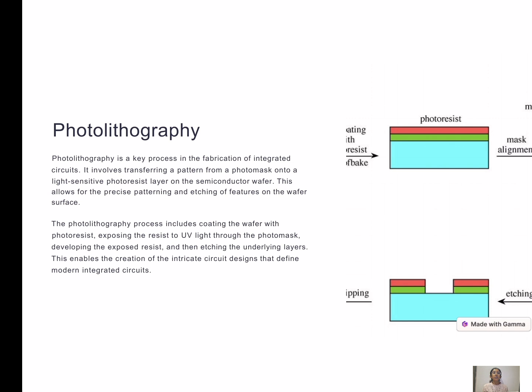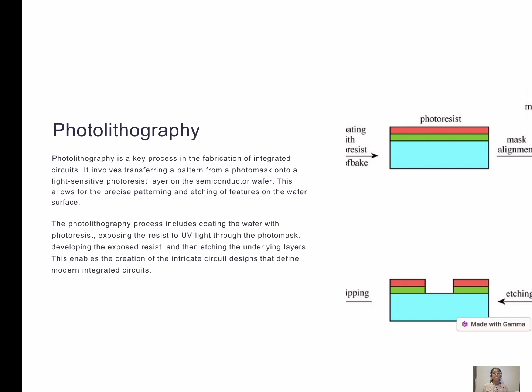And now let me tell you about photolithography. Photolithography is a key process in the fabrication of an integrated circuit. It involves transferring a pattern from a photomask into a light-sensitive photoresist layer on a semiconductor wafer. This allows precision patterning and etching of features on the wafer surface.